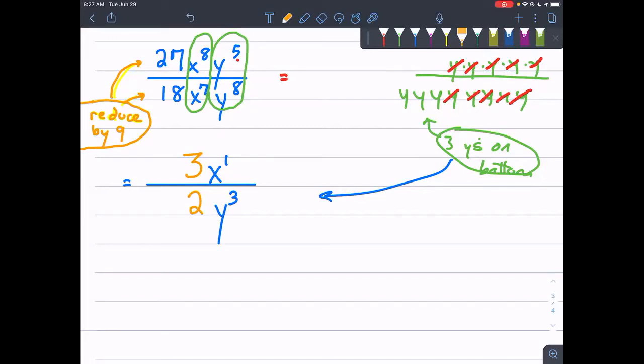And then when you enter this in the computer for your answer, you're not going to put x to the first. Typically, we don't put x to the first or 4 to the first or anything like that. You just put x. So I'm going to go ahead and delete that.